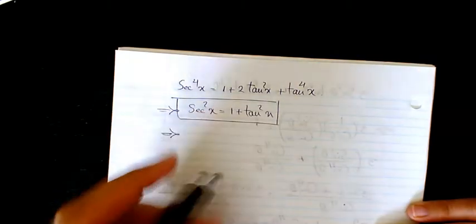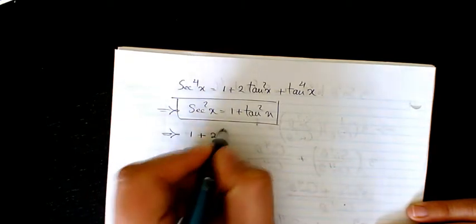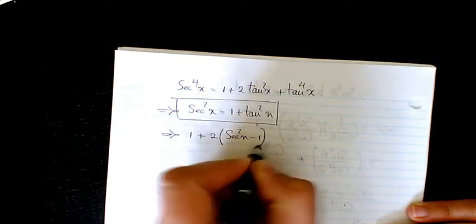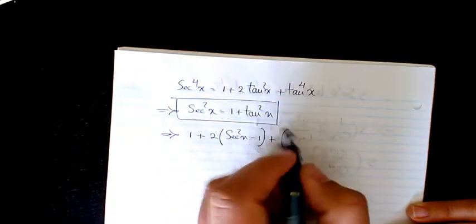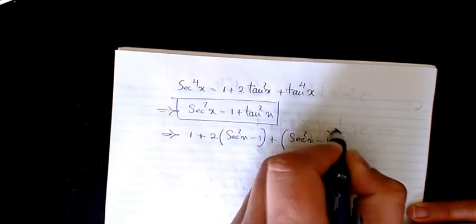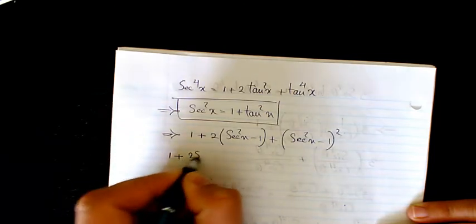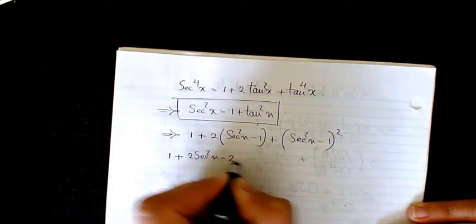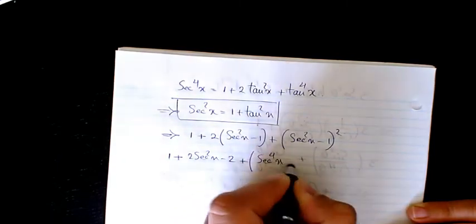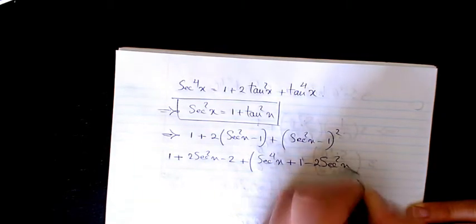So I can start from the right hand side. Instead of 1, here I have 1. Instead of tan²x, I write sec²x minus 1. And then instead of tan⁴x, I can write (sec²x minus 1) to the power of 2. Then I have 1 plus 2 sec²x minus 2 plus sec⁴x plus 1 minus 2 sec²x.